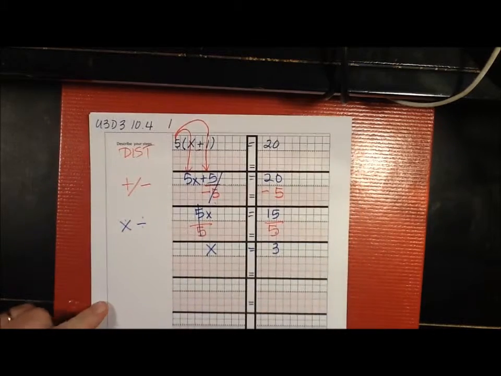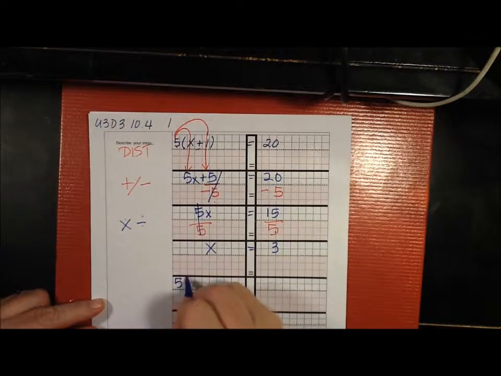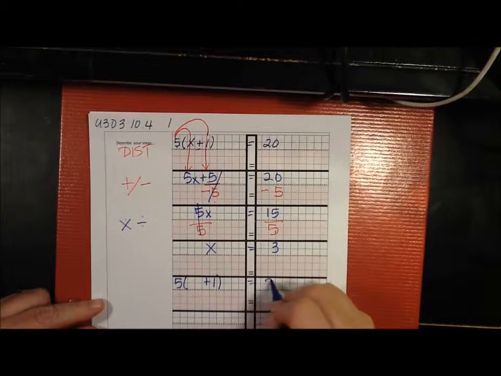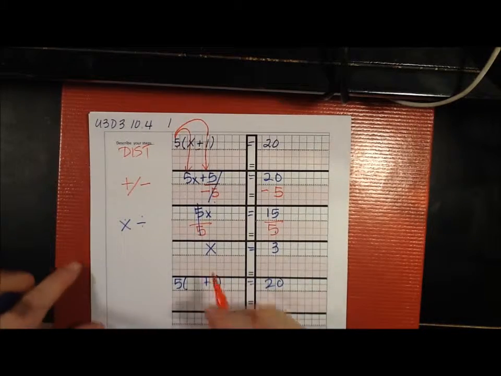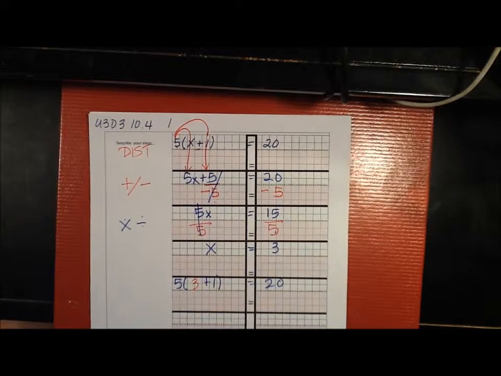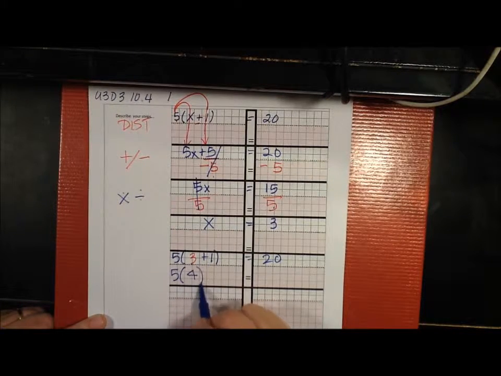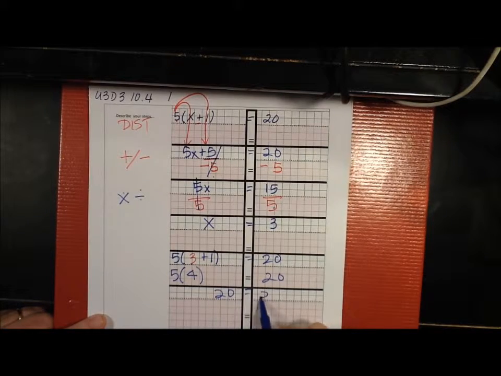Let's see if that's right. Is it true that 5 times some number plus 1 equals 20? So do what's in the parentheses. 5 times 3 plus 1 is 4 equals 20. And yes, indeed, it's true that 20 equals 20. So we got that one right.